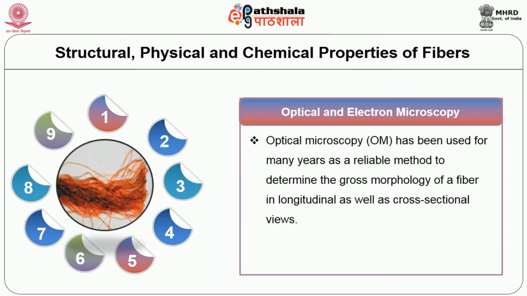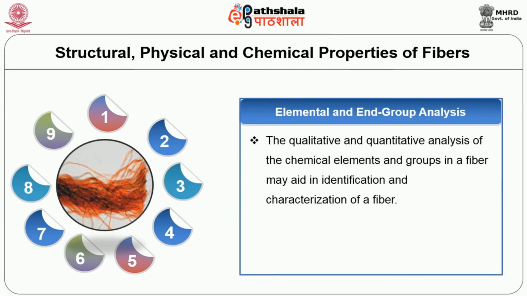The methods available for characterization of fiber, structural and physical chemical properties, are: we can use optical electron microscopy, elemental end group analysis, infrared spectrography or ultraviolet visible spectrography. These are different methods to identify the material. For example, optical electron microscopy gives the fiber longitudinal and cross-sectional view. Elemental end group analysis gives the fiber end groups which the component will have, for example COOH or OH group.